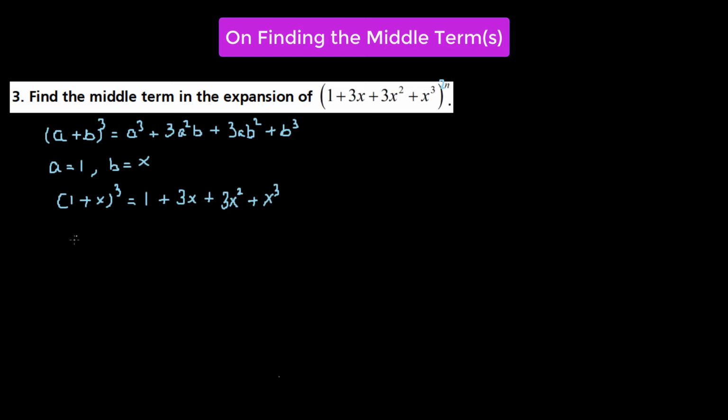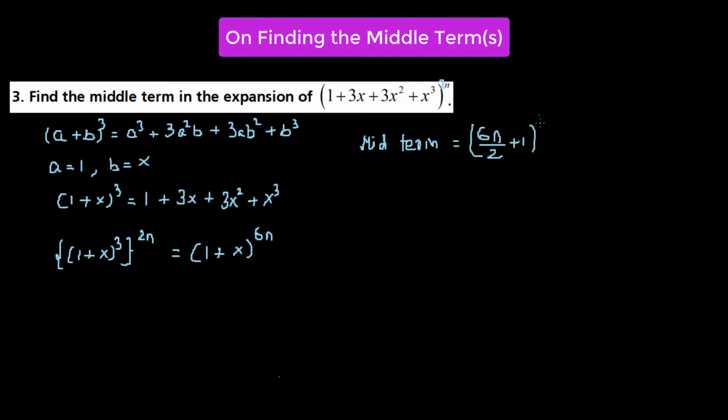Now we replace the polynomial expression by this identity, and that should give us ((1 plus x) raised to the power of 3) whole raised to the power of 2n. So that should give us (1 plus x) raised to the power of 6n, and this becomes a binomial expression. And now we have to find the middle term. So we know the middle term is the (6n over 2 plus 1)th term. So 6n over 2 is going to give us thrice n.